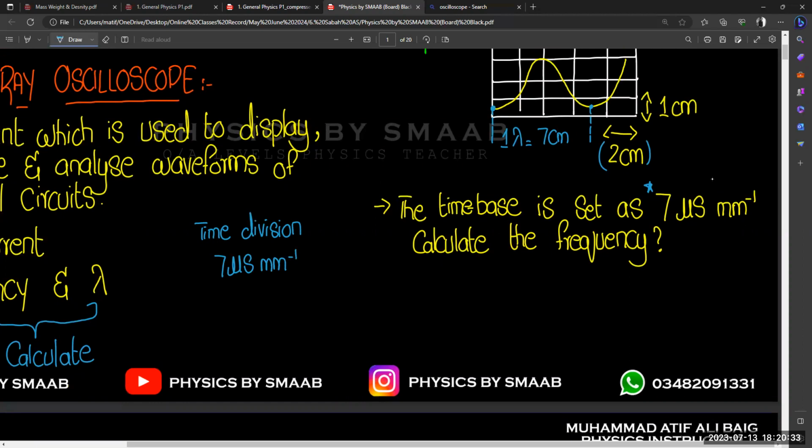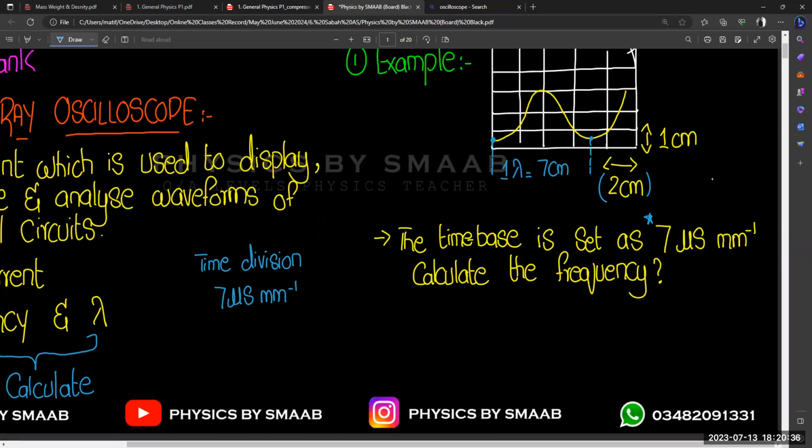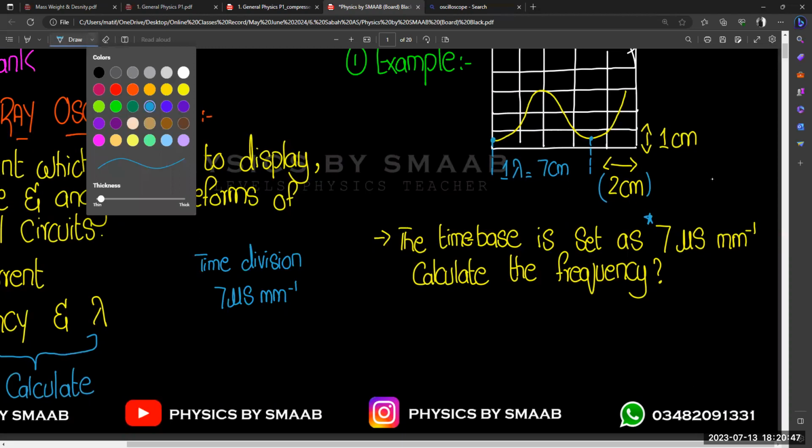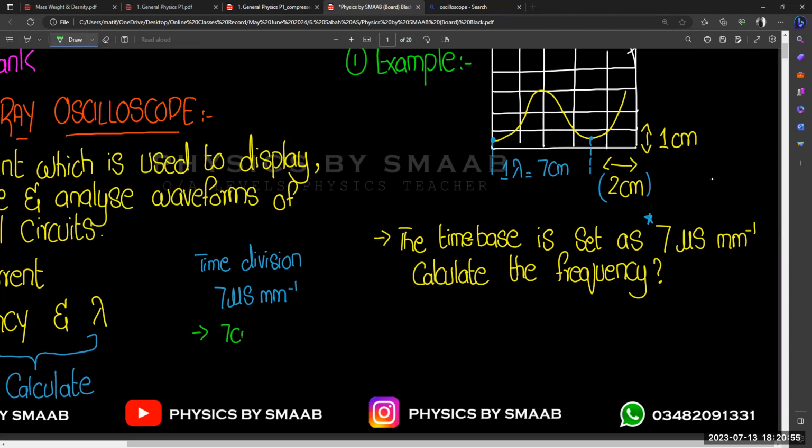So first of all, you need to convert centimeter into millimeter, right? Because our scale is in millimeter, so we need to convert 7 centimeter into millimeter. So what will be the answer? 70. So we write that 7 centimeter is equal to 70 millimeter. And what will be next now? We know that if we consider this 7 microsecond, it will be equal to 7 × 10⁻⁶ seconds, right? So our final time period will be equal to, if we talk about time period, what will it be?